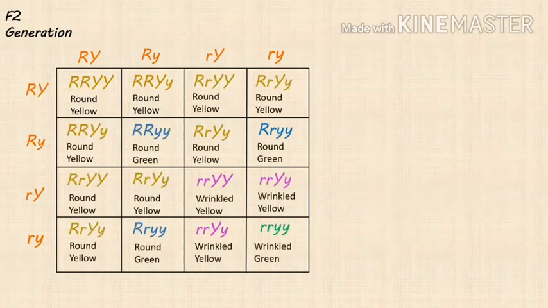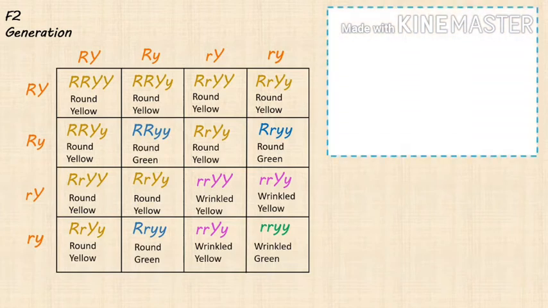Still I am telling what will be next. Capital R, capital R, capital Y, small y. Then the next ones follow the same way, capital R, small r, capital Y, capital Y. In this way, you can complete this Punnett square.